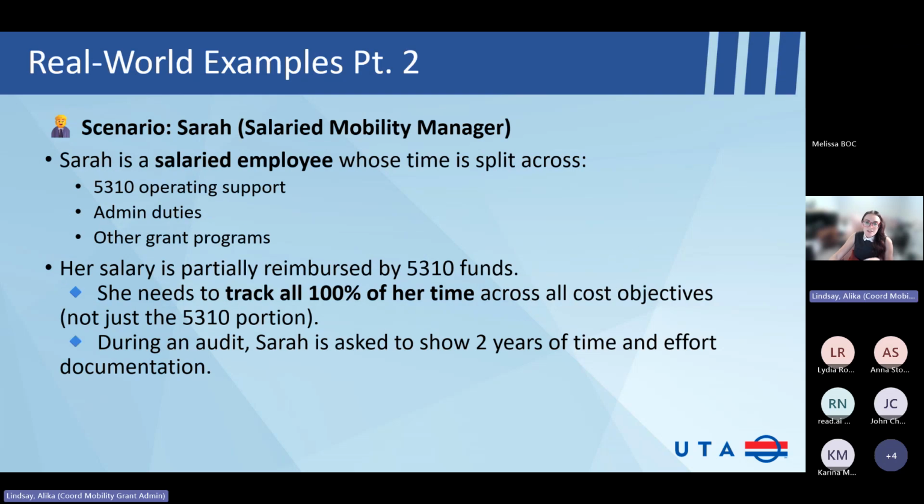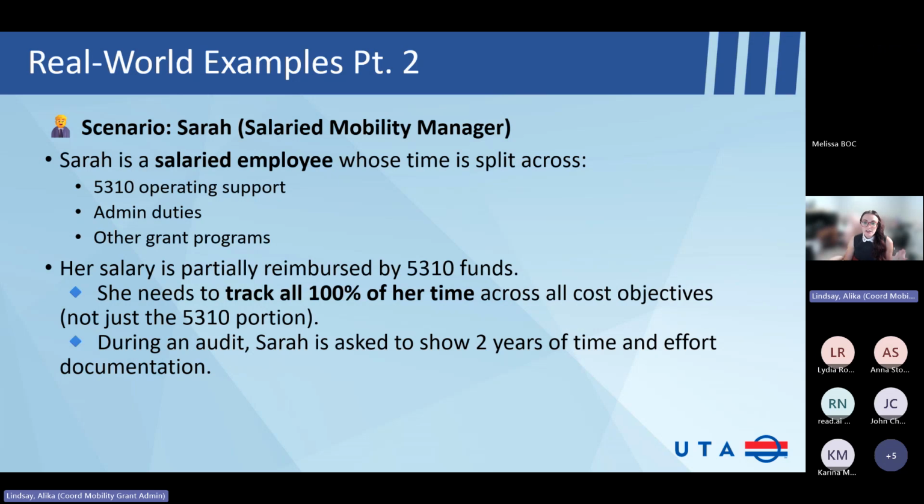Another scenario, Sarah is a salary employee and she works as a mobility manager, and her time is split across 5310 operating support, but she also does different admin duties for the agency that maybe aren't related to the 5310 program. And then maybe she has some other grant programs that she's charging time to as well. So her salary is partially reimbursed by 5310 funds. She still needs to track 100% of all of her time across all of those different cost objectives.